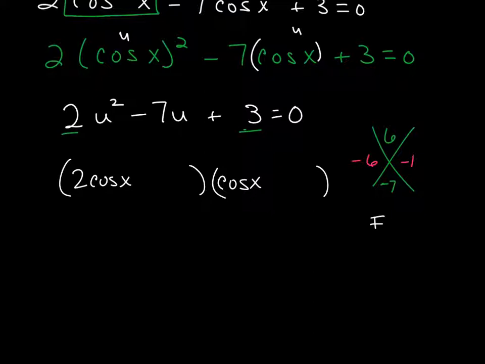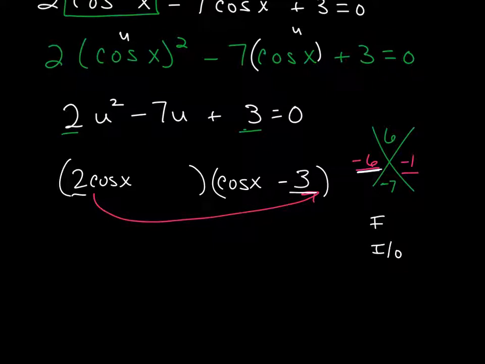Then what I do is my inside and outside terms. My inside and outside terms have to have coefficients that equal negative 6 and negative 1. So if I take 2 cosine of x, what can I multiply that by to give me a coefficient of negative 6? Well, that coefficient needs to be a negative 3. 2 times negative 3 will give me that negative 6 coefficient that I'm looking for.